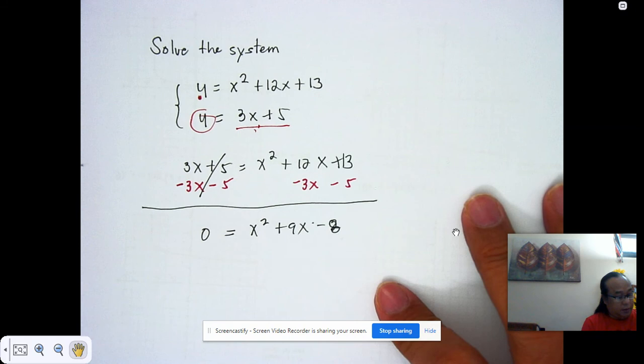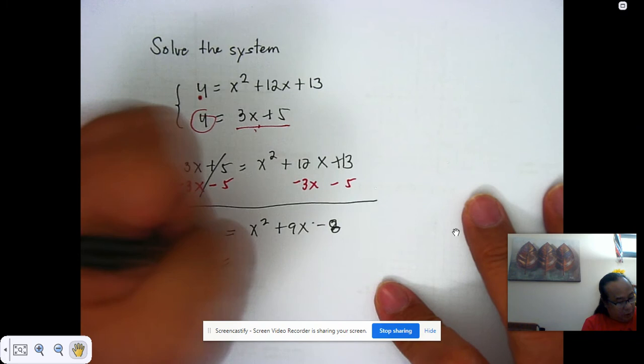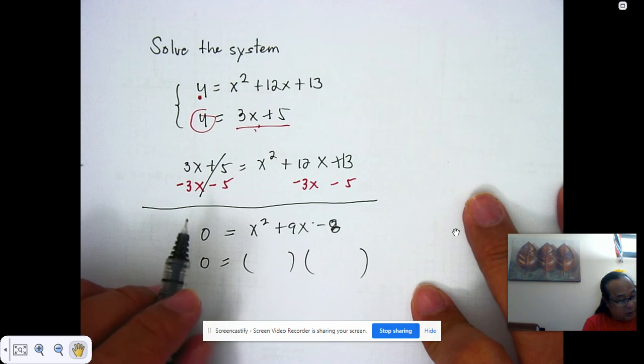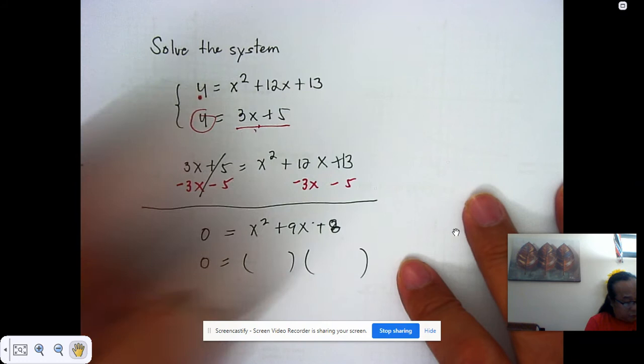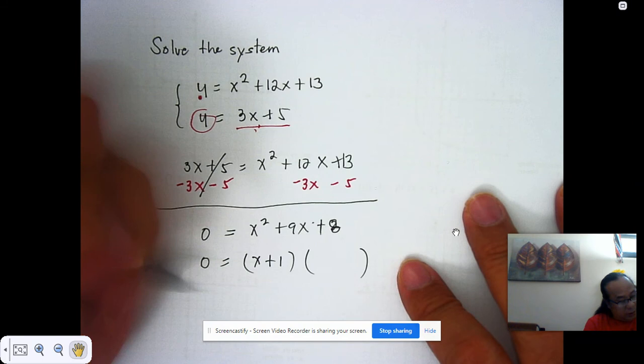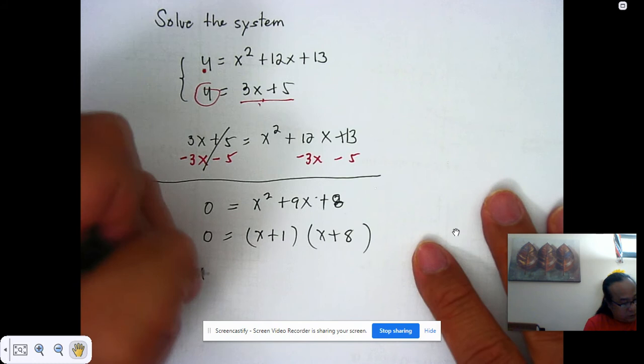So this one would now be, give me factors of 8, whose sum is 9, okay? So that's going to be, okay, so positive 8, I'm sorry, again, because 13 minus 5 is 8. So it's going to be x plus 1 and x plus 8. Okay, so which means my x value is negative 1 and my x value is negative 8.